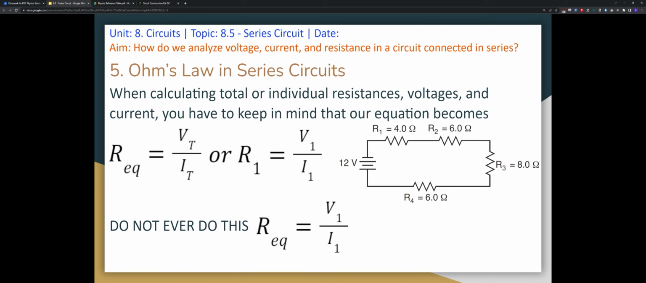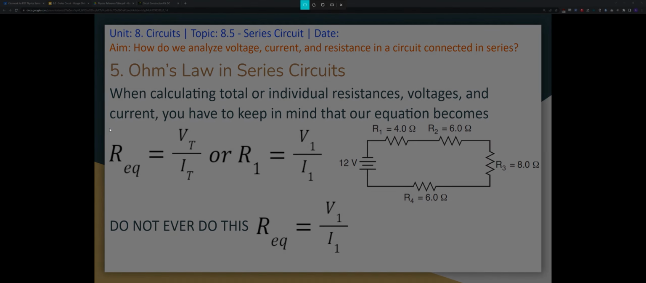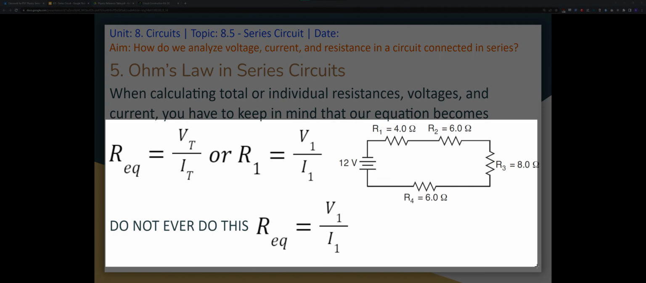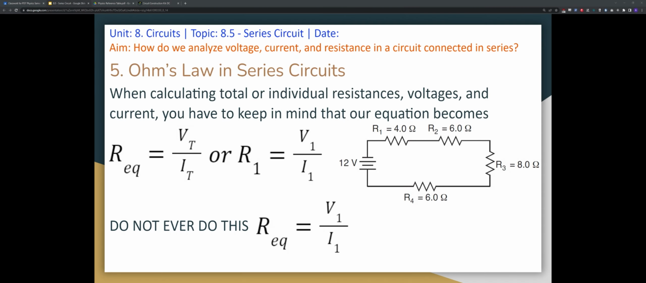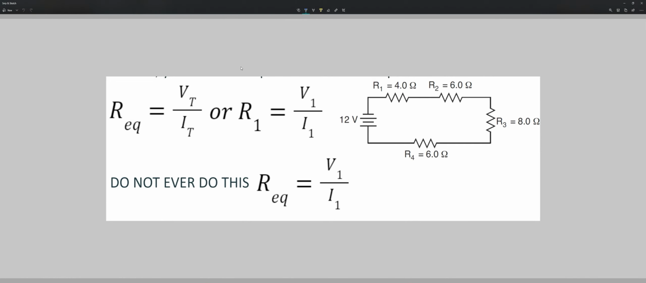Well, now how do we use Ohm's law? How do we use Ohm's law in terms of a circuit? Because you're going to be doing that a lot. So when we're using Ohm's law, which is R is V over I, my total resistance, my equivalent resistance, is really just equal to my total voltage over my total current.